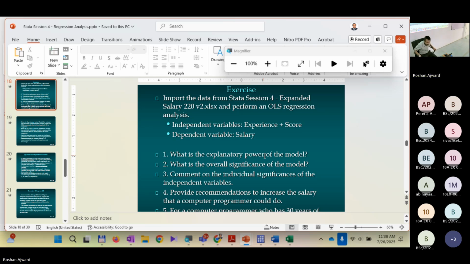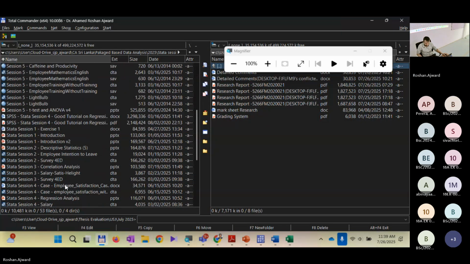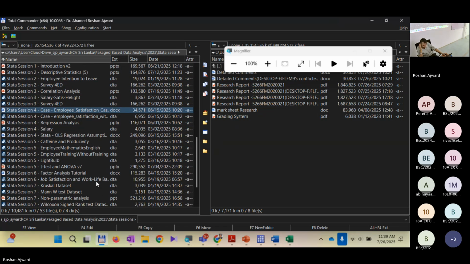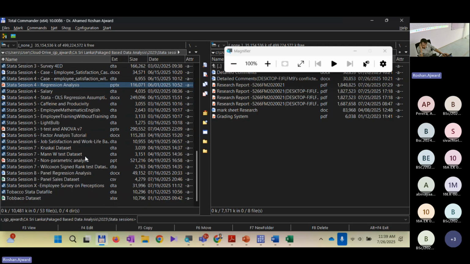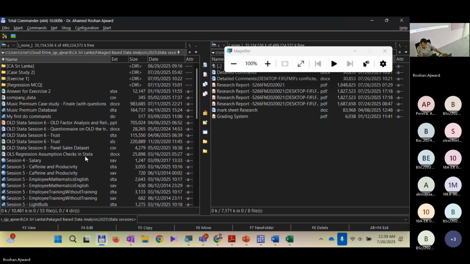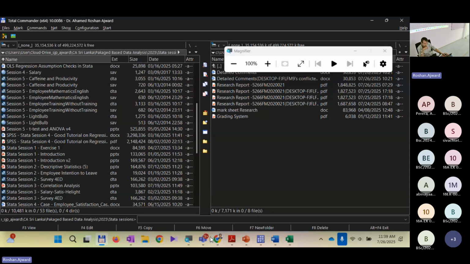Look at how we are going to do this. First, download that file. Go to the elements and download them.